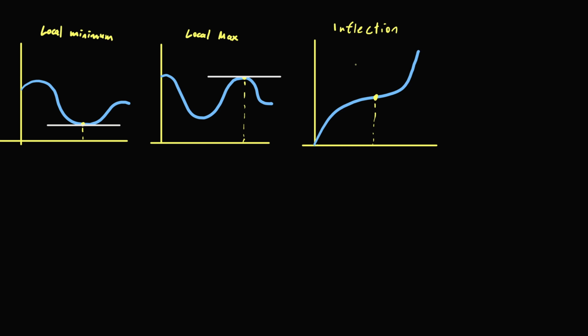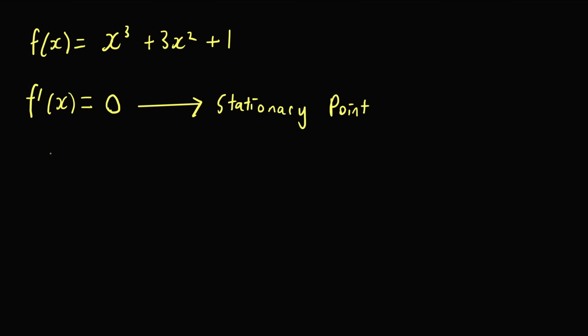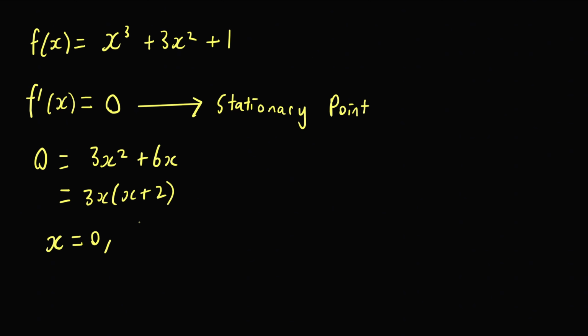And lastly, inflection points are points where the shape of the graph changes from concave up to concave down, or vice versa. To find the local minimums and the maximums of this function, we have to look for the stationary points. Therefore, this would be 0 is equal to 3x squared plus 6x, which is equal to 3x times x plus 2. Then the stationary points are x equals 0 and x equals negative 2.